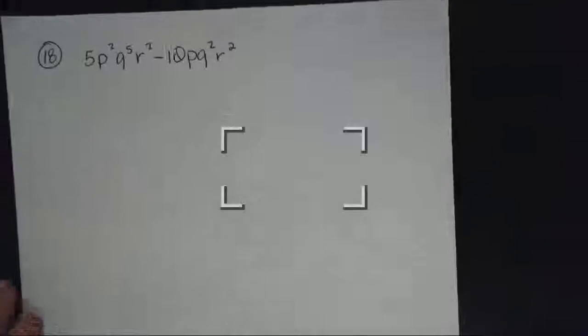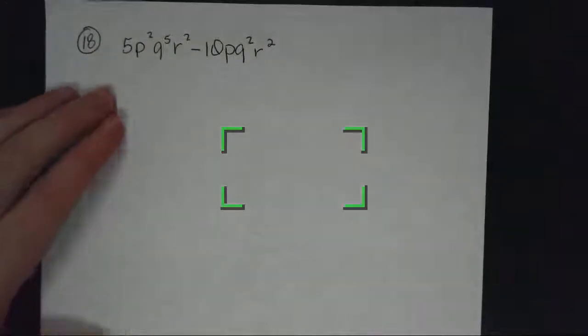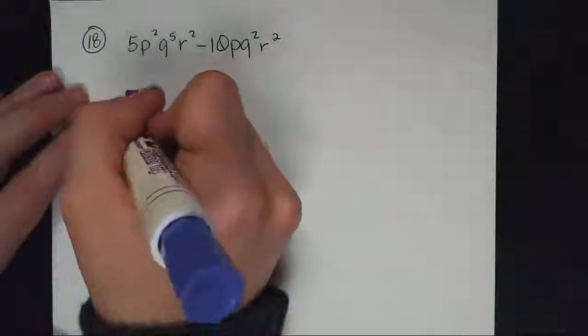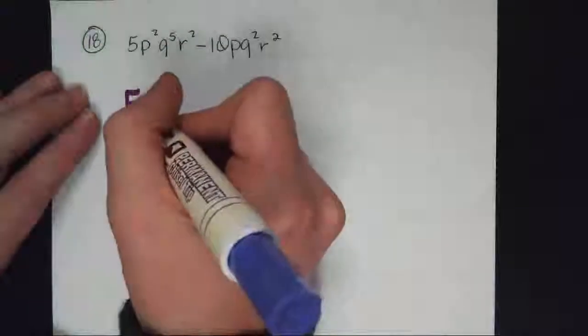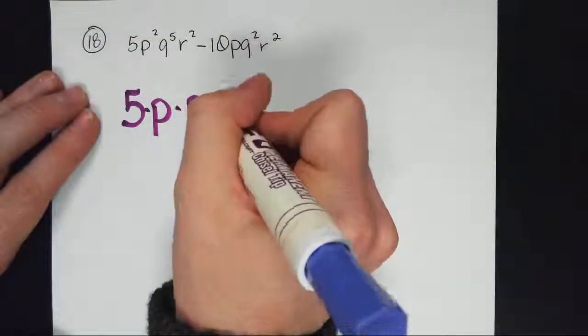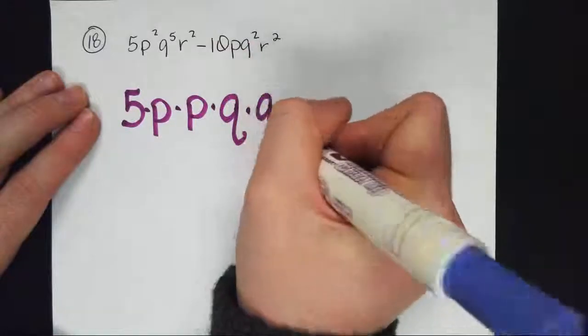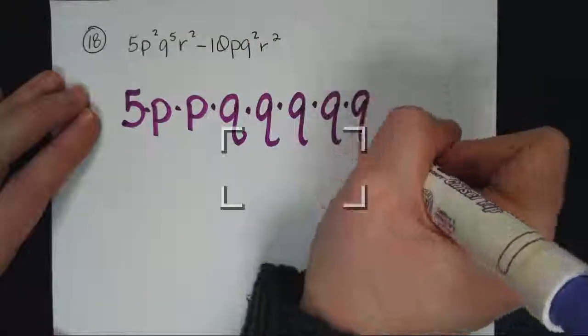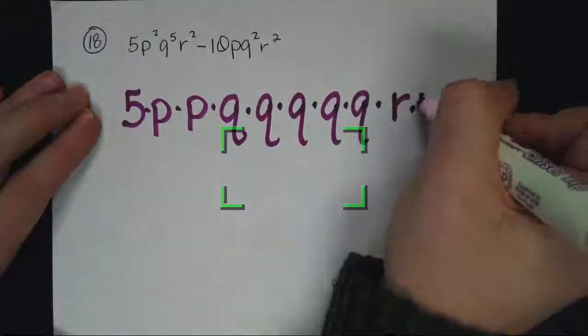And finally, here we've got number 18 on your study guide. Now, number 18 on the study guide just wanted us to find the common factor. So we're going to factor each term individually, and then those things that they have in common are all we need for our answer. So we've got 5 is the factor of 5, p squared is p times p, q to the 5th is 5 q's, and r squared is 2 r's.